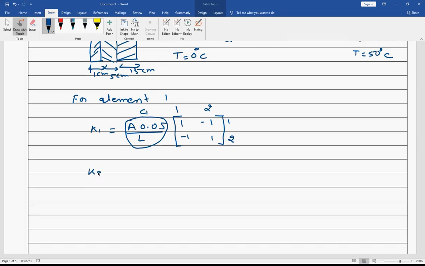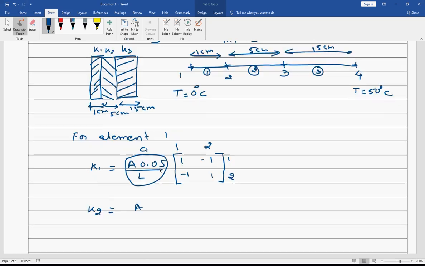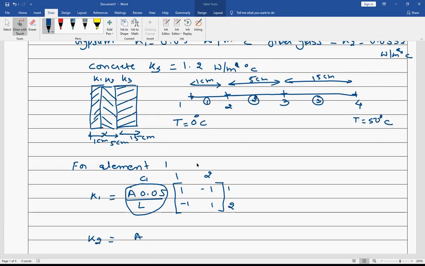Similarly, I can have K2 as A into conductivity by L. If A is not given, consider it to be 1 unit square, so you can take A as 1, no problem. So per unit area we will be calculating, and of course since area is known, we can get either the heat transfer or the heat flux. One of them we will get.